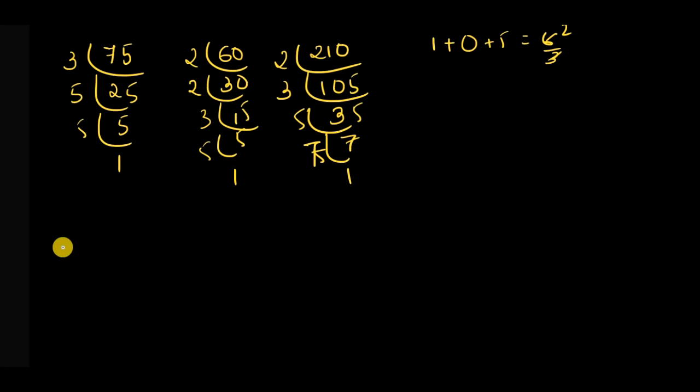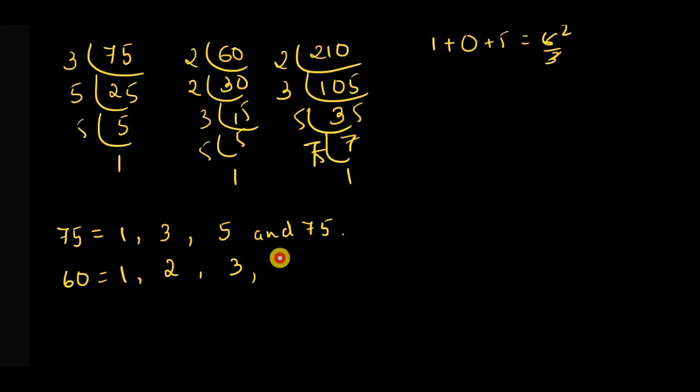I'll write it down here. The factors of 75 are 1, 3, 5, and 75, the number itself. For 60 it will be 1, 2, 3, 5, and the number itself, 60. Same for 210: 1, 2, 3, 5, 7, and the number itself.